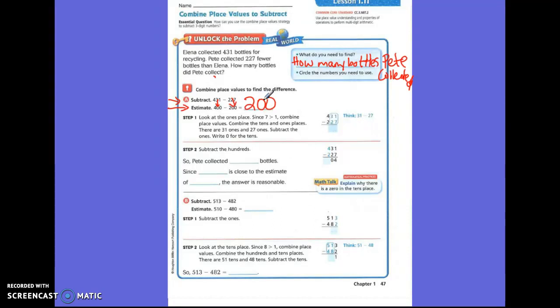Now we are going to look at step 1 of how to combine place values to subtract. What they are doing is they are looking at the ones place. Remember, can we subtract 7 from 1?